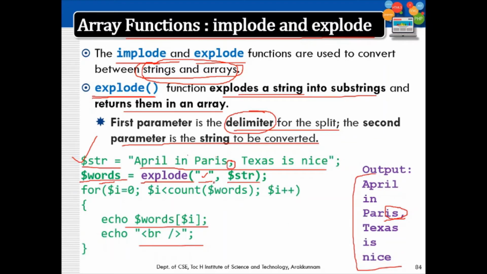Suppose I give comma as the delimiter here, only two array elements will be there. April in Paris will be one element. Space Texas is nice will be another element. So if we give comma as delimiter, it will contain just two values. Likewise, you can give any delimiter that you want. That is the use of the explode function. It explodes a string into an array based on a given delimiter.